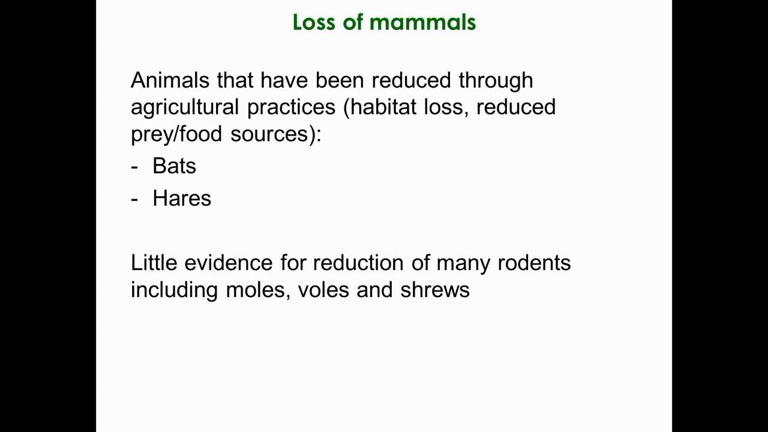So as well as insects, there have also been substantial impacts on other animals. A number of small mammals have been affected by agricultural practice. Bats, obviously many bat species are insectivorous, are showing reduced population densities. Animals like hares are also declining. Although interestingly, many of the rodents, like the voles and shrews, are not showing clear evidence of reduction.